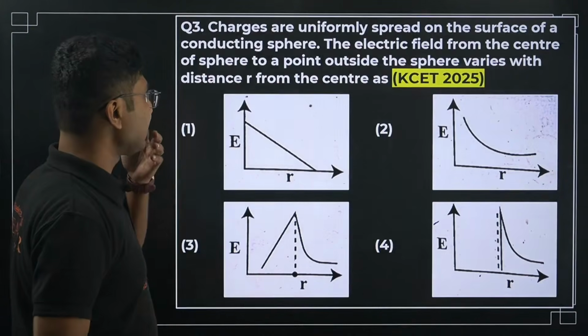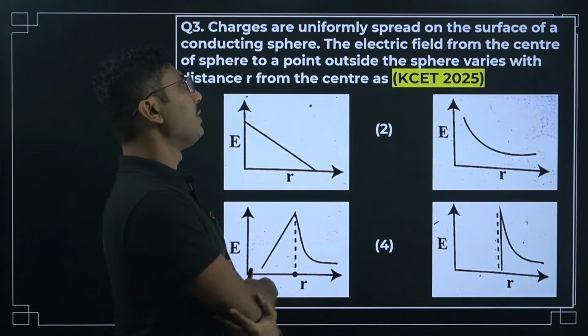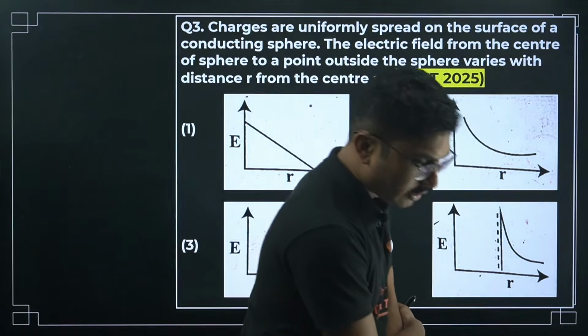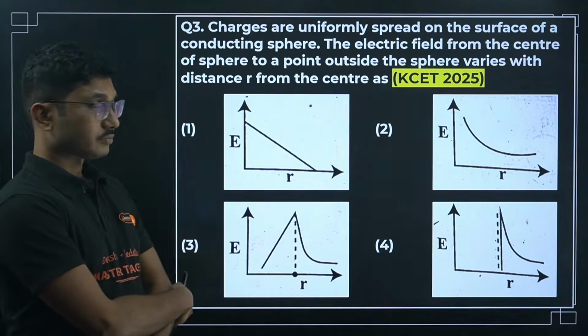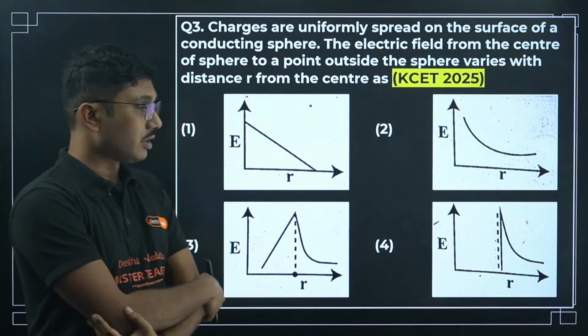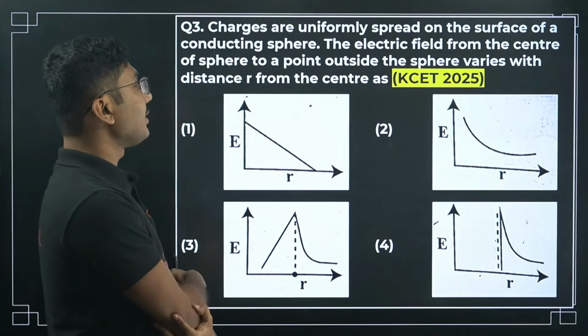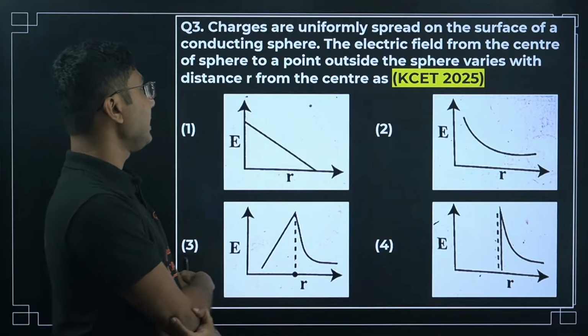Now next is question number 3. I hope those who answered wrong understood it. The correct answer will be option 3 or option C. Charges are uniformly spread on the surface of a conducting sphere.